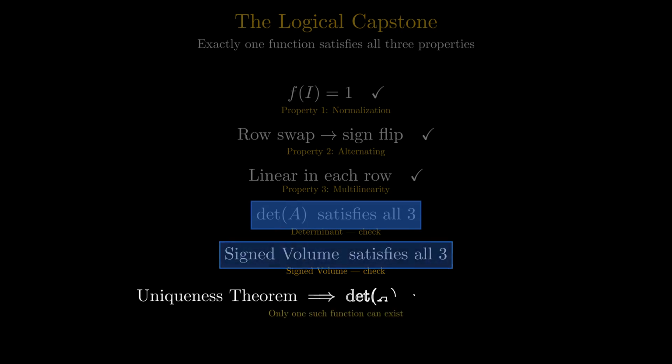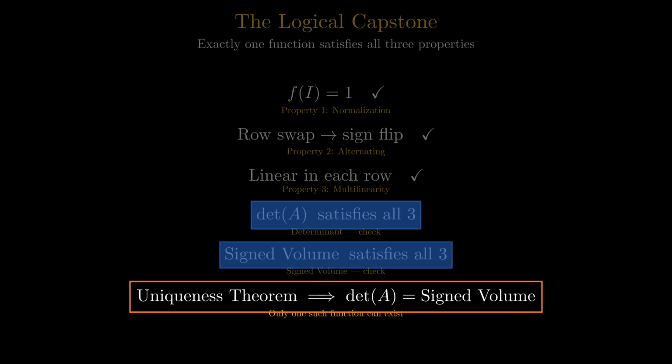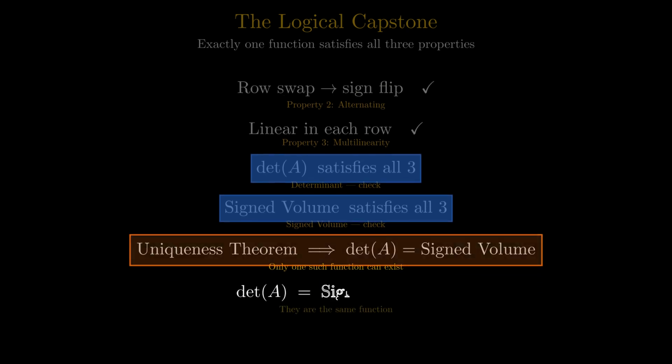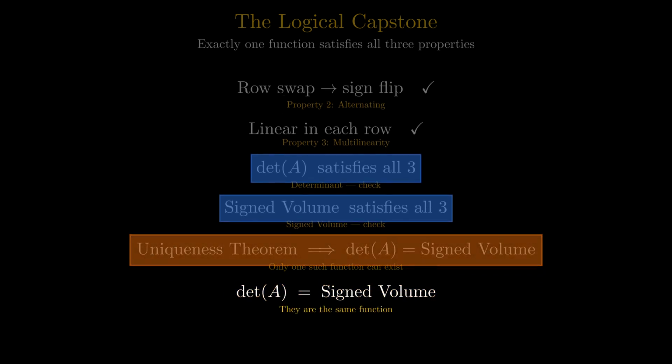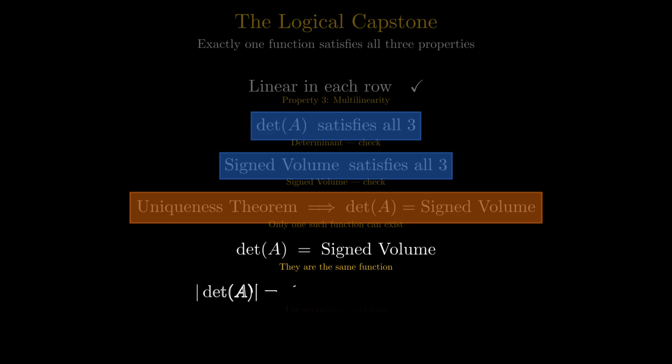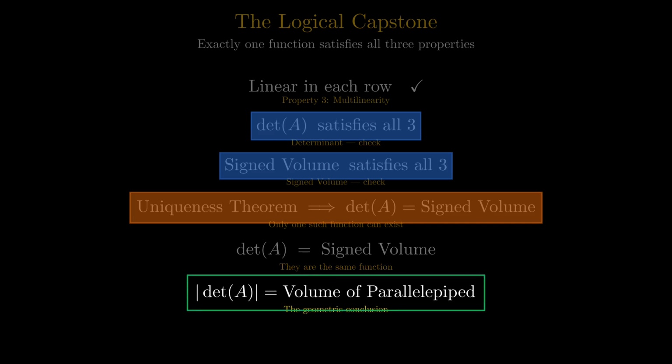Check. Here is the key insight. Since the uniqueness theorem guarantees that only one such function can exist, and both the determinant and signed volume satisfy the same 3 properties, they must be the same function. The determinant of A equals the signed volume. Therefore, the absolute value of the determinant of A equals the volume of the parallelepiped formed by the row vectors. And this is the deep reason why determinants measure volume.